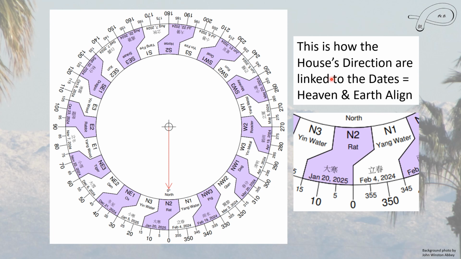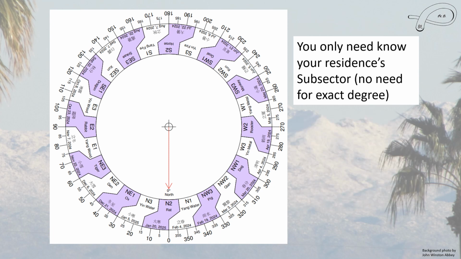So this is how the house's directions are linked to the dates. And each one of these, the white ones and the purple ones, is a certain time when a certain direction aligns the heaven plate and the Earth plate. Now, you only need to know your residence's subsector in general. You don't need to go to an exact degree, and that's why I don't have every single tick mark here. You only need a rough idea. You just have to know which subsector your house faces.